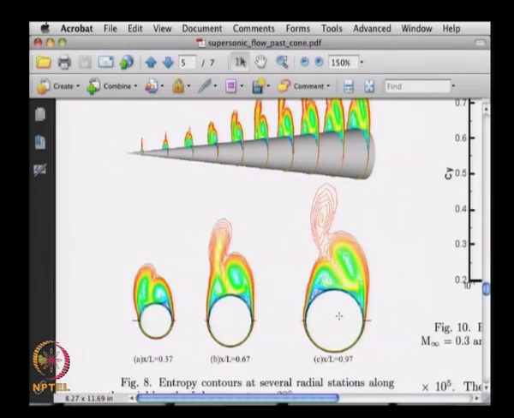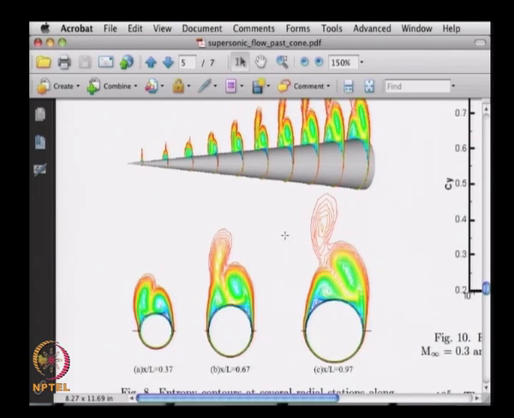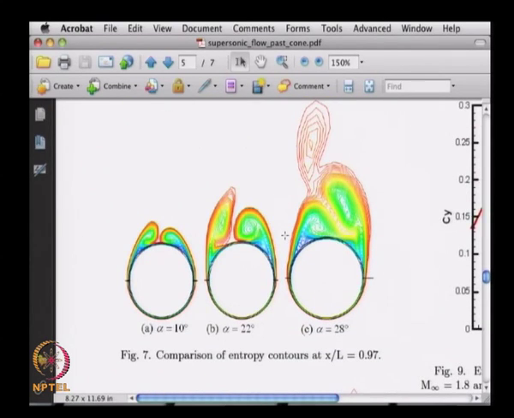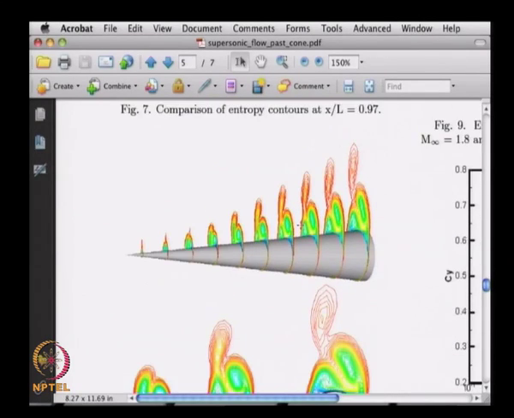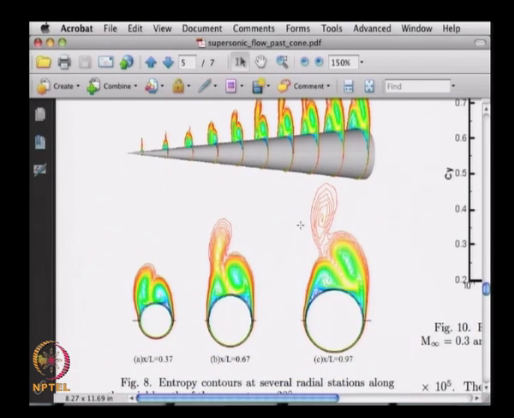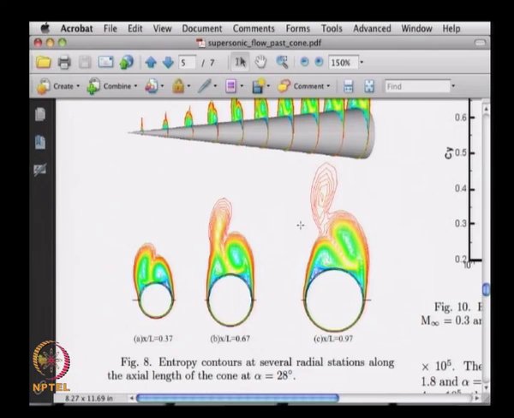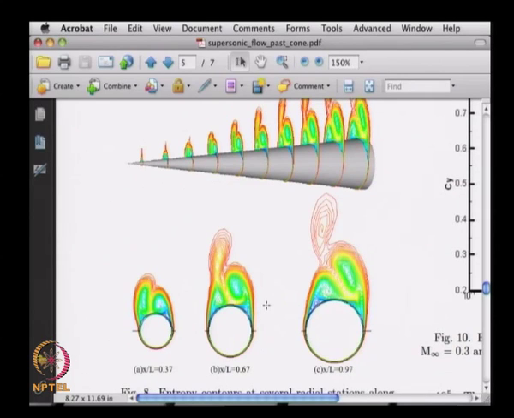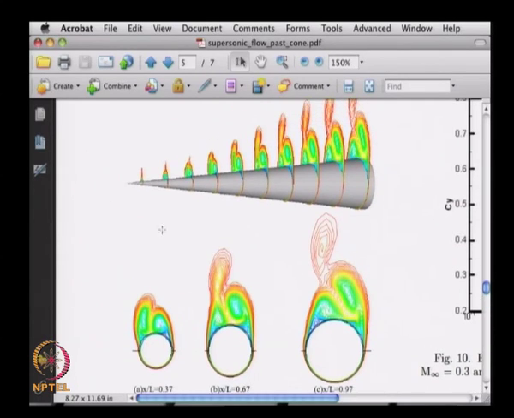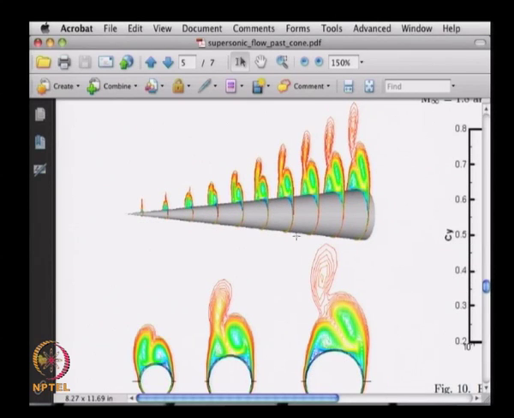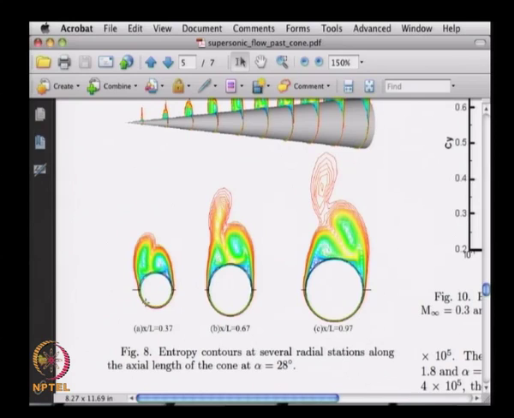Now if I go down here, this is also another nice one. What we saw just now was at the same location with a changing angle of attack. Here we keep the angle of attack the same at 28 degrees, so it is very highly skewed with the free stream. We are looking at the entropy values moving along the length of the cone, and you can see how the entropy is varying or changing. Three sections are given here for a further look.